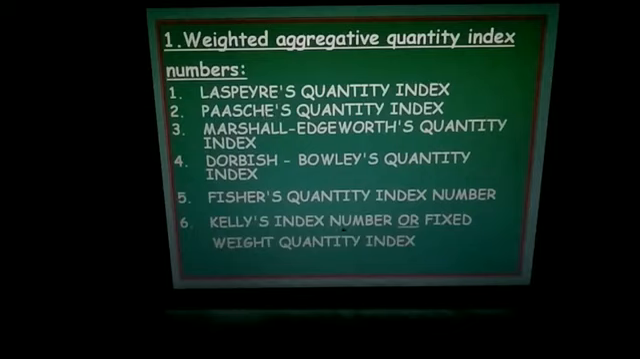And after that, Kelly's, anyhow, it is a fixed weight index number. Fixed weight quantity index number. Anyway, if we say fixed weight index number, it will be a price one. When we say fixed weight quantity index number, it is a quantity index number. Hope you are following me, students. We shall see one by one how to write the formulae of these.